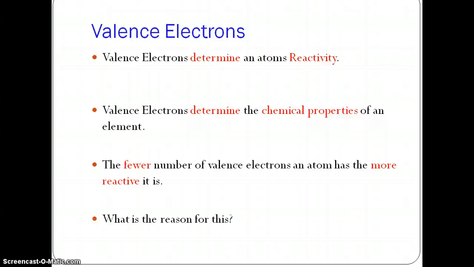So you can think about the elements this way. The fewer number of valence electrons an atom has, the more reactive it is. So that's why some of those cousins in today's activity were sad, because they had fewer valence electrons. And the ones that were very happy had more valence electrons. So if they have fewer, that means they're going to be more reactive.